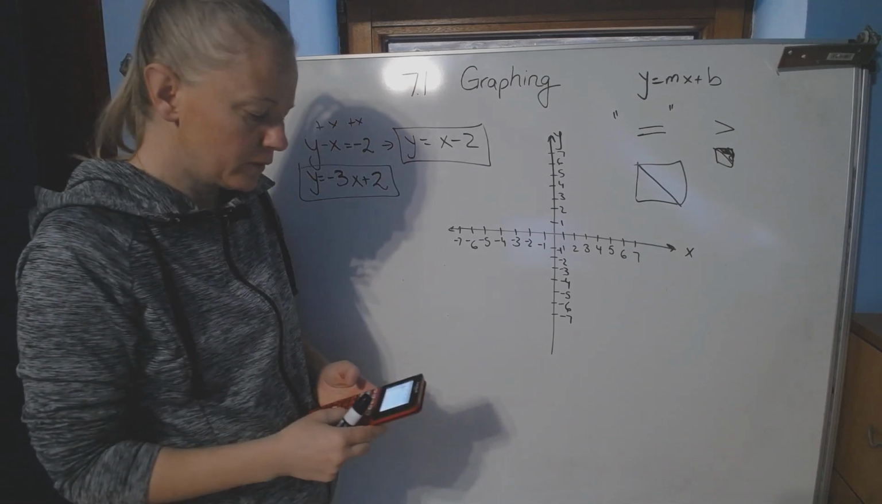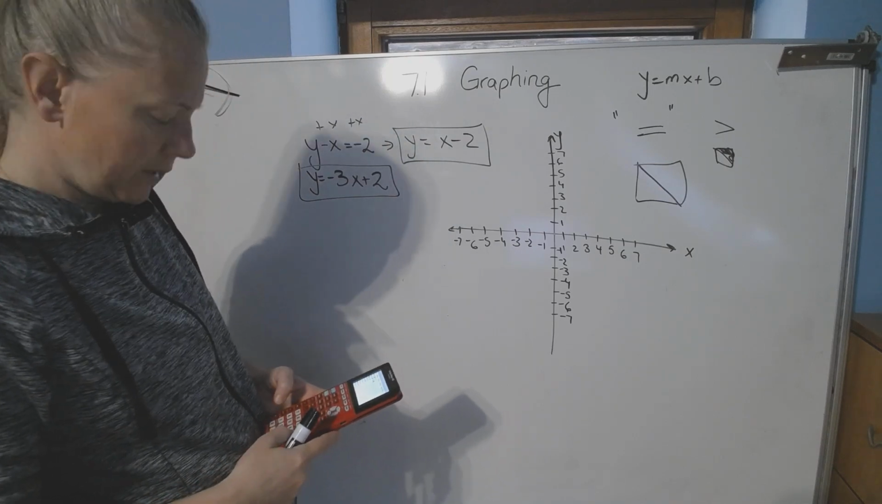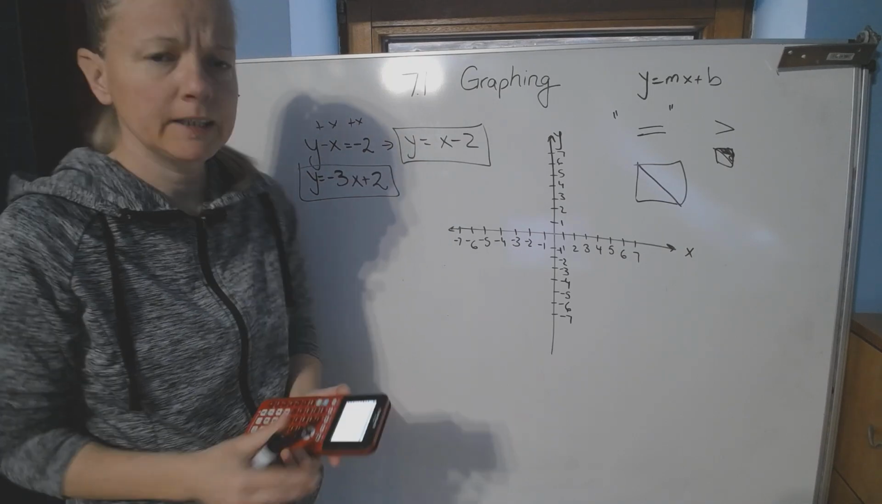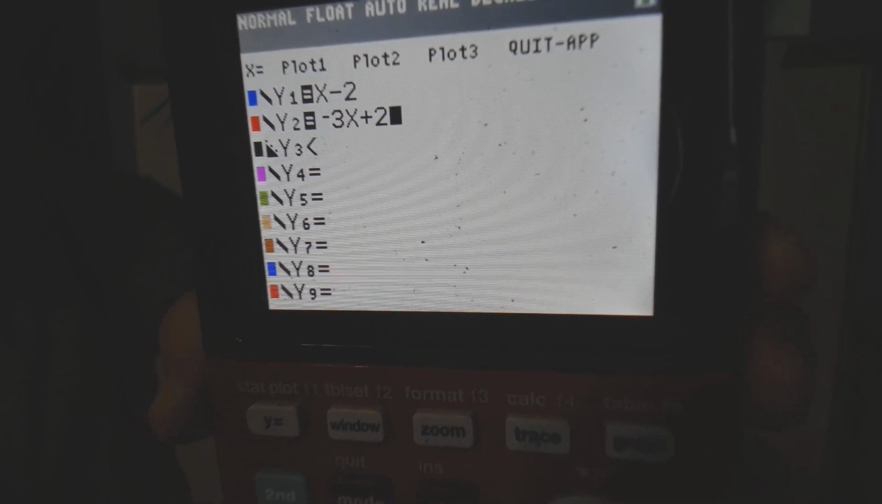I'm going to go to my y equals and put -3x plus 2 in, in case you're wondering. My first equation is in. Here it is. You're looking for that equal sign. I want to let it focus so you can see it. Make sure you don't have a greater than or equal to.